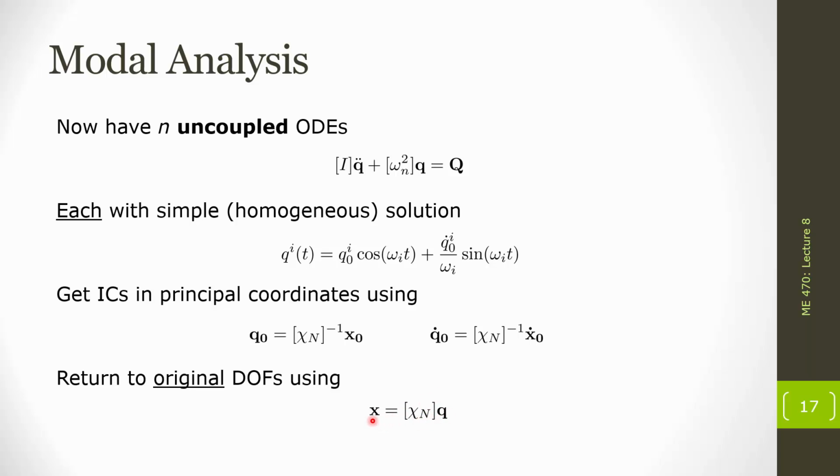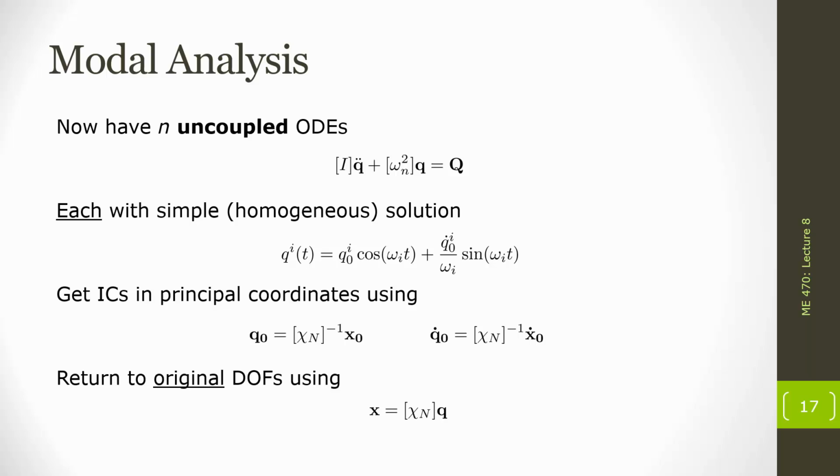So x will be oscillating at all of the natural frequencies, because each x takes a mixture in different proportions of q1, q2, q3, q4, and blends them together, superimposes them, and that gets us back to that original x coordinate system.